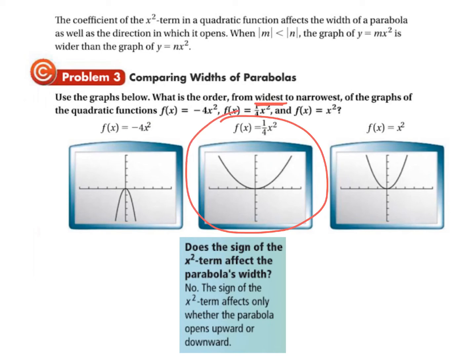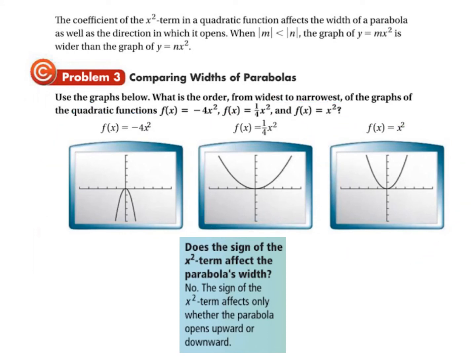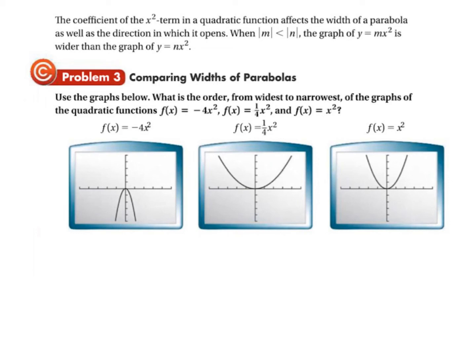Okay, what about the narrowest? Well, the narrowest is going to be the one that's stretched the most, up or down, and that's going to come from big numbers. So this is going to be the narrowest right here. And of course, this one in green will land right in the middle. Now, it asks, does the sign affect the parabola's width? Nope, that will just flip it, open it upward or downward, and the width won't be affected by that.